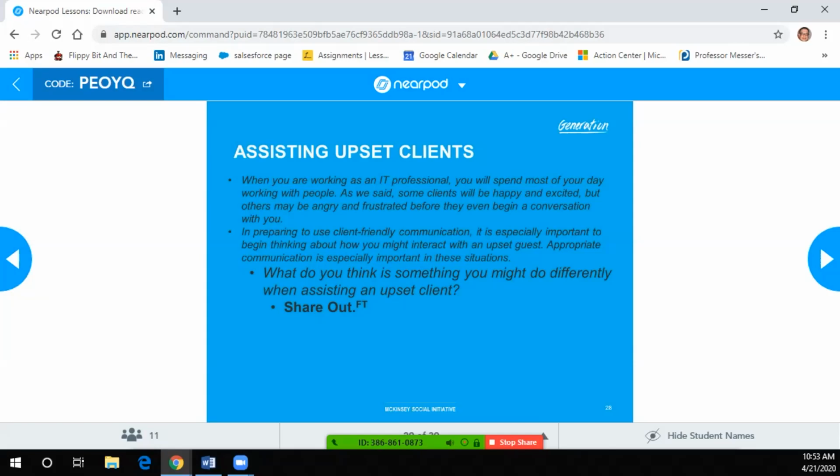When you're working as an IT professional, you will spend most of your day working with people. As we said, some clients will be happy and excited, but others will be angry and frustrated before they even begin a conversation with you. In preparing for client-friendly communication, it is especially important to think about how you might interact with an upset client or guest, and to make your communication appropriate in these situations.